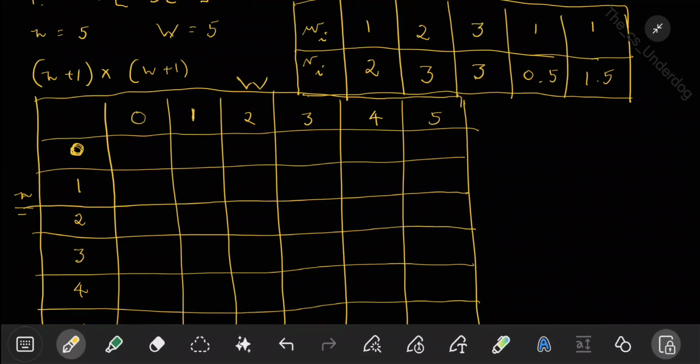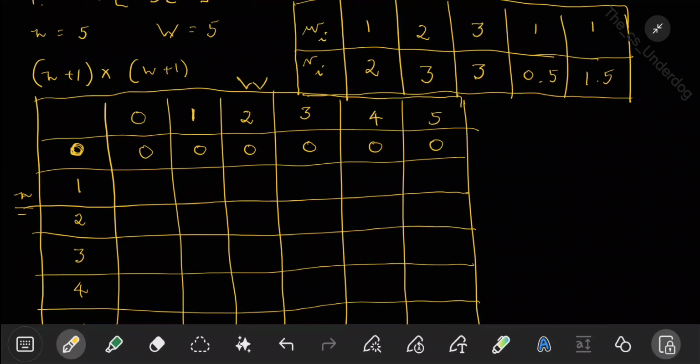1 means at this point, the total capacity of the knapsack is 1. Similarly, the total capacity of the knapsack is 2, 3, 4, and so on. This is the idea. The first row is always 0. The profit is 0. Why is it 0? Because if you have 0 items, then you cannot have any profit.